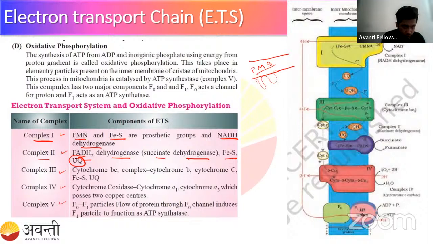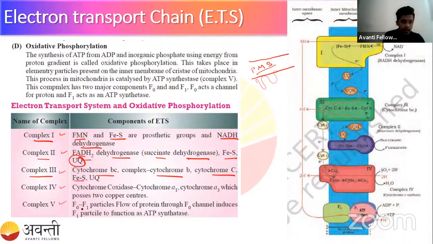Next one, let's go to complex 3. What does complex 3 have? As for questions coming from complex 3 also, just look at it. Complex 3 has cytochrome b and cytochrome c1, it has cytochrome c, it has FeS, and also ubiquinone. So when you talk about complex 3, you have to talk about cytochromes. What kind of cytochromes do we have? Cytochrome b, cytochrome c1, cytochrome c, and then also ubiquinone or FeS.